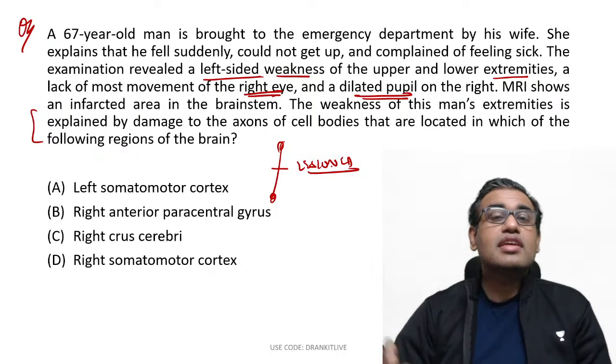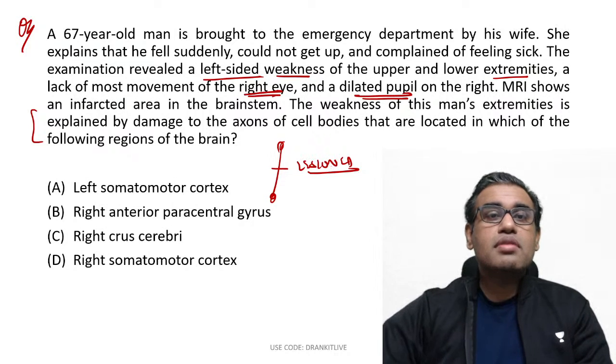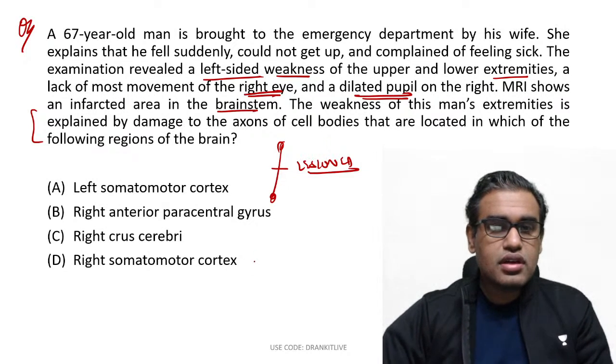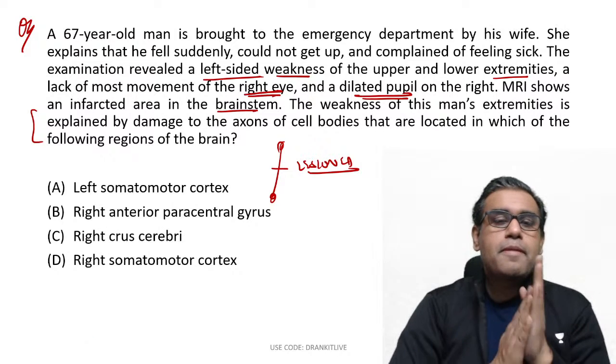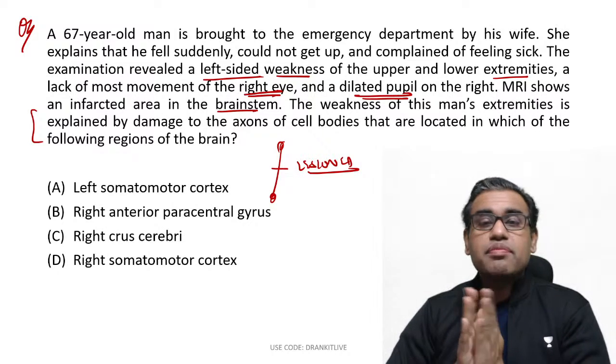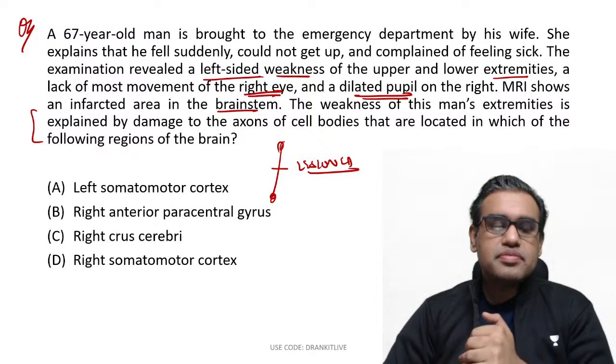Remember, the weakness is in the left side extremity. The problem is in the brain stem. Okay, try to answer this: A, B, C, D. All the best. Think about it. Read the question twice at least, the last line.